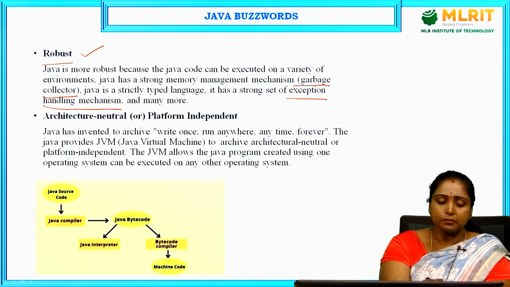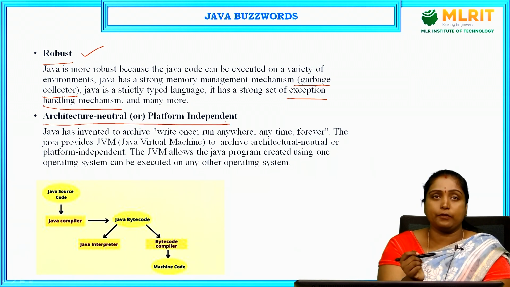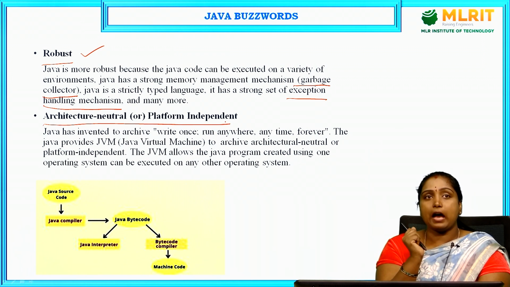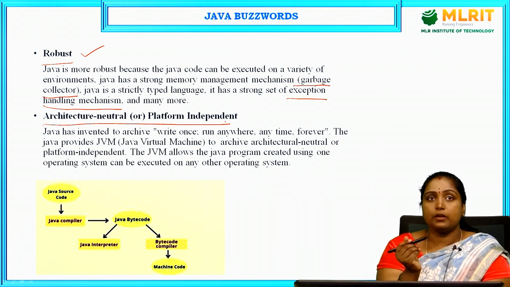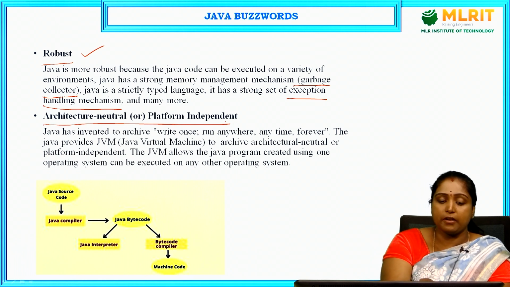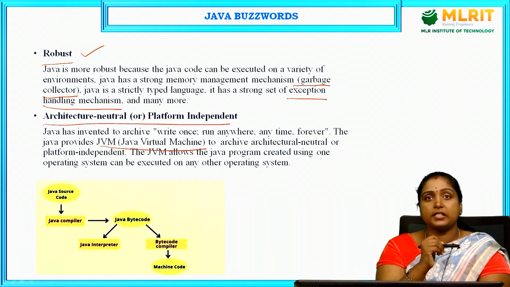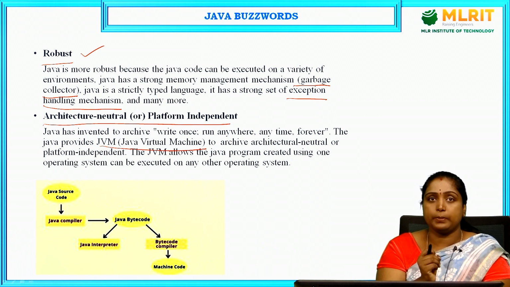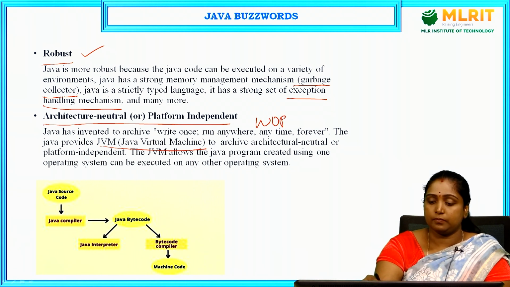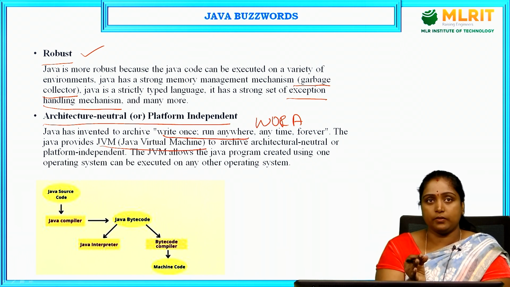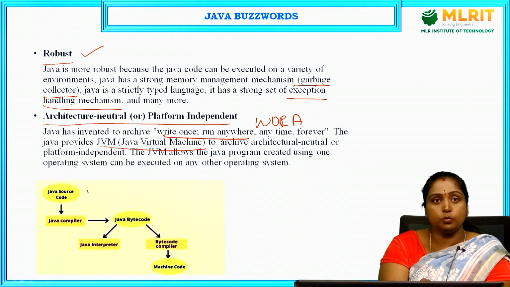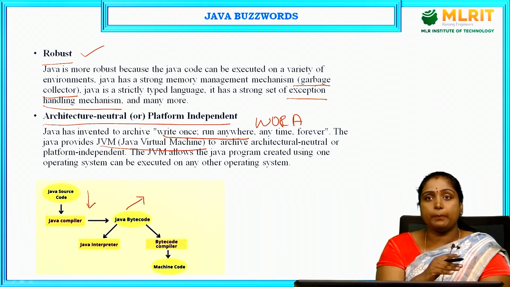As well as the next one is architectural neutral and platform independent. Java was invented with one machine called the Java Virtual Machine to achieve architectural neutral or platform independent, and we have a concept called WORA. What is WORA? Write once, run anywhere. In Java, whenever the Java source code is compiled, it will give the Java bytecode as an output.